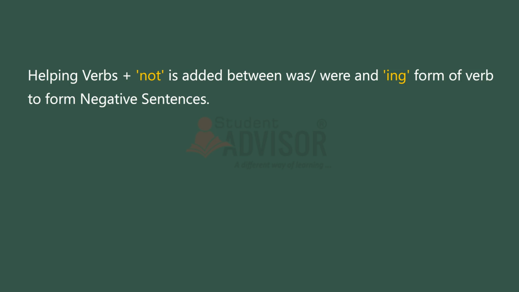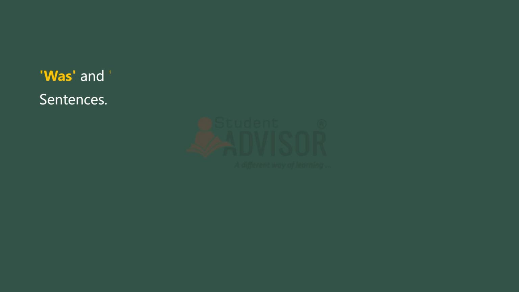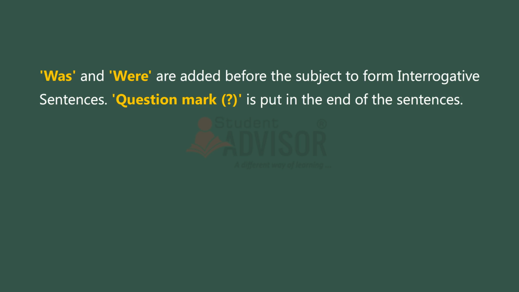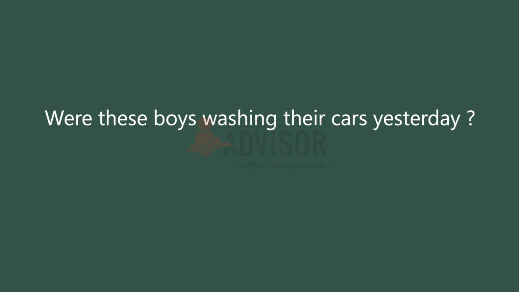Helping verbs plus not is added between was or were and an ing form of the verb to form negative sentences, like they were not playing hockey. Was and were are added before the subject to form interrogative sentences. Question mark is put in the end of the sentences, like were these boys washing their cars yesterday?